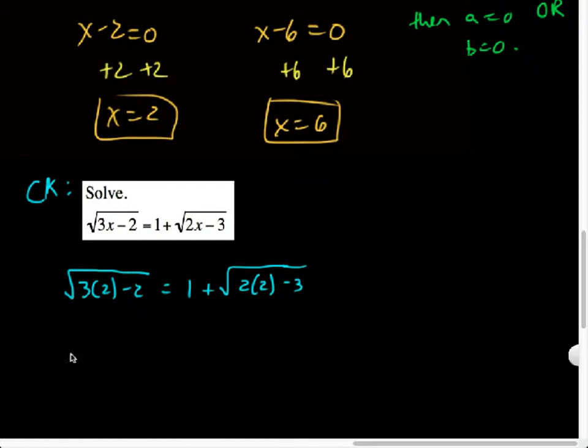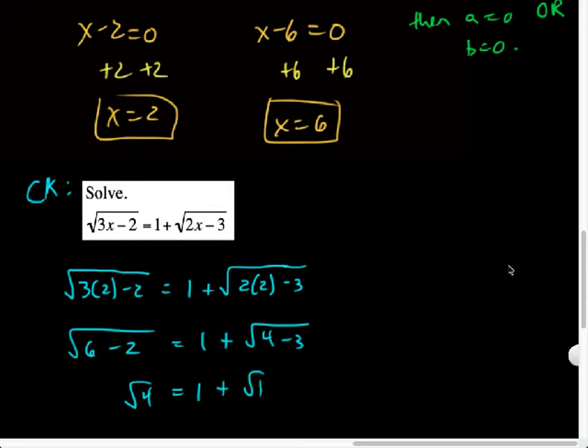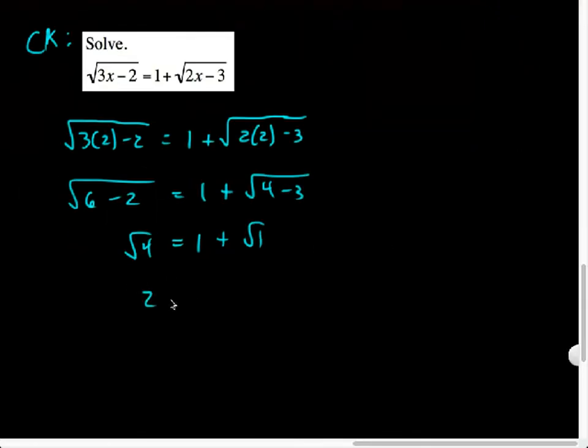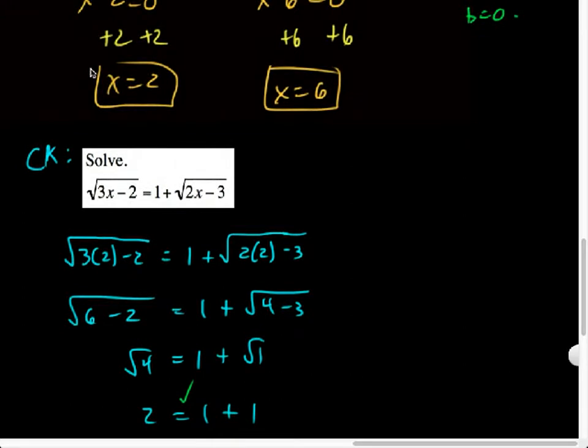So let's simplify this. That's 6 minus 2 over here. 1 plus the square root of 4 minus 3. So that's the square root of 4. Is that equal to 1 plus the square root of 1? Square root of 4 is 2, equals 1 plus 1. That's a true statement, friend. So it sounds like x equals 2 is a good solution.